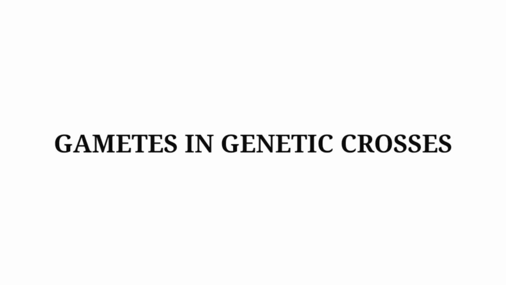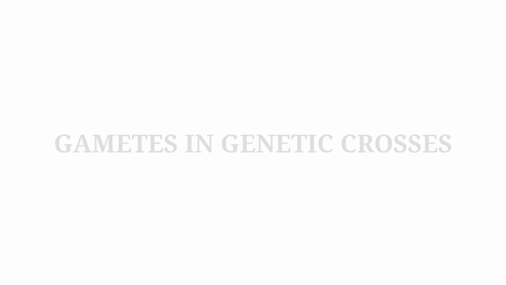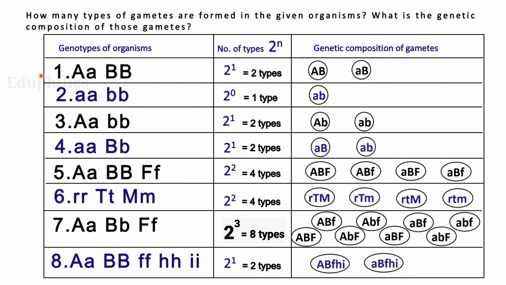Welcome back. In this video, you are going to learn how to write gametes of organisms in genetic crosses. We are going to take these examples in this video and find the number of types of gametes formed by using the formula 2 power n and write the genetic composition of those gametes.